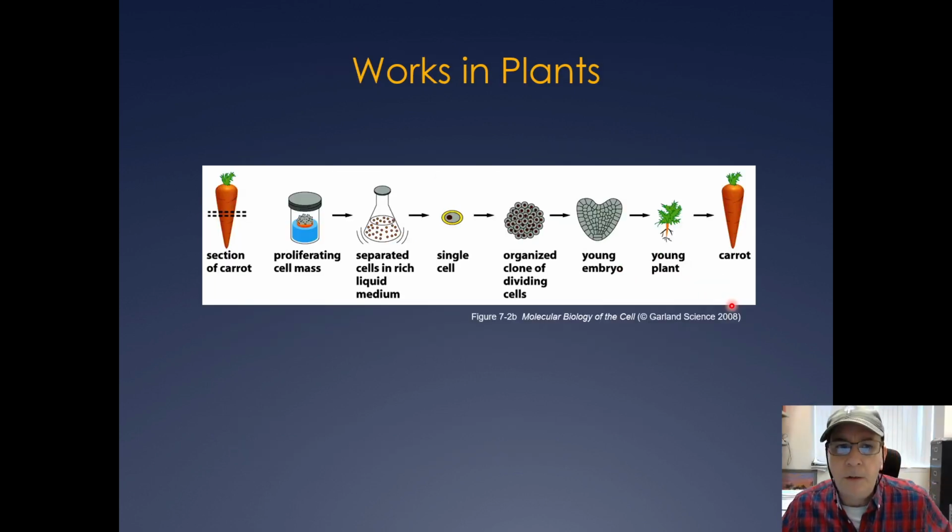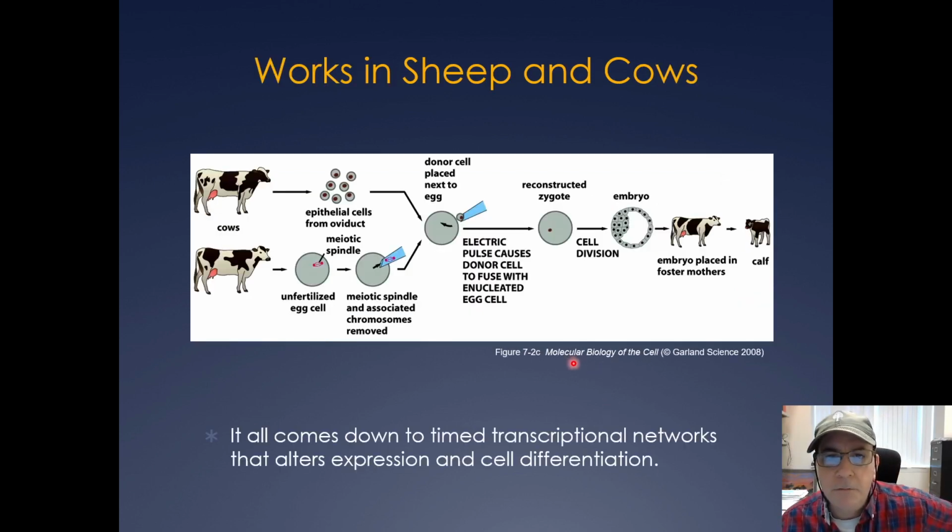You can do them in plants, where you can take a section of a carrot, get the proliferating cells out, then you have a single cell, and you can reprogram it to become an embryo and eventually a full carrot. And we all have heard of Dolly the sheep, and you can do it in cows too, where you can take epithelial cells from an oviduct or from a cow in general, and then remove all the DNA from an unfertilized egg. You can put a cell next to it and fuse those cells, and then you have a reconstructed zygote, which will then develop into an embryo that can be implanted into a cow and would eventually give birth to a calf.